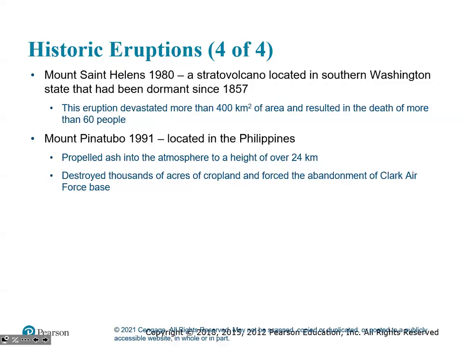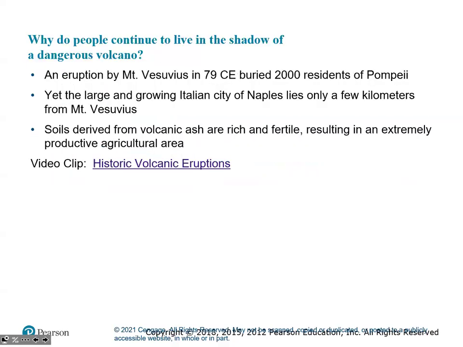Mount Pinatubo in 1991 was located in the Philippines. It propelled ash into the atmosphere to a height of over 25 kilometers and destroyed thousands of acres of cropland and forced the abandonment of Clark Air Force Base.